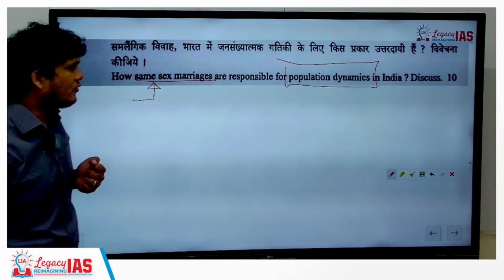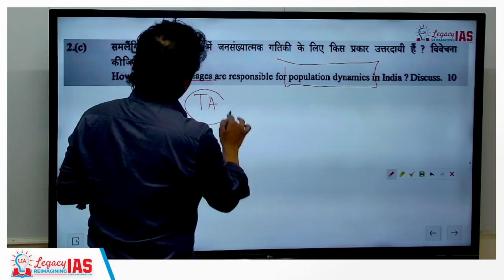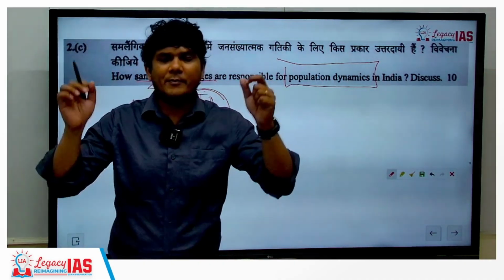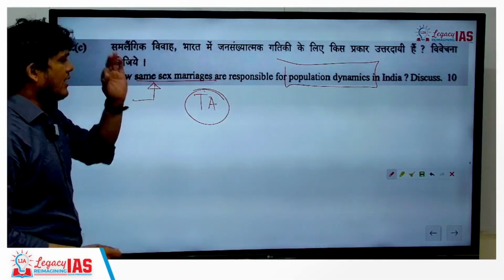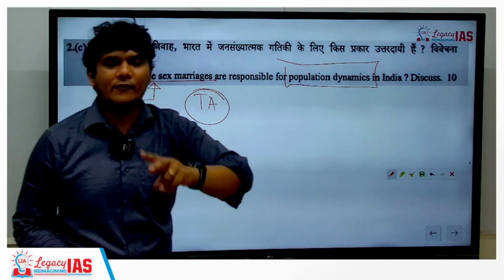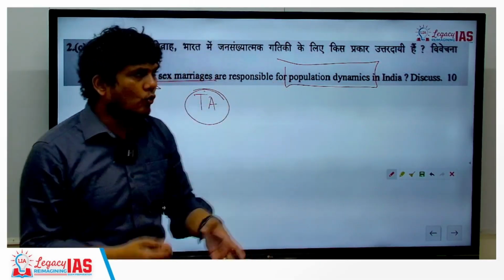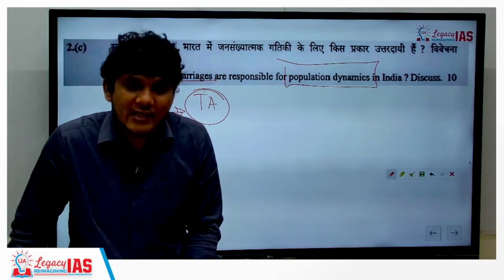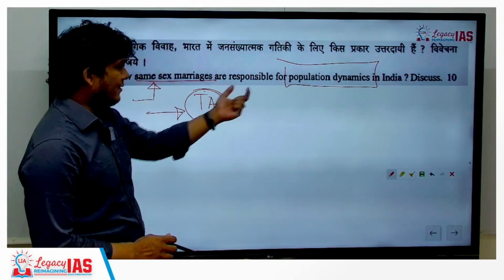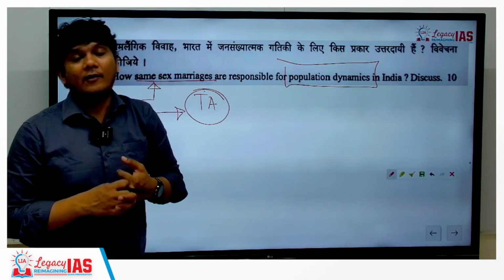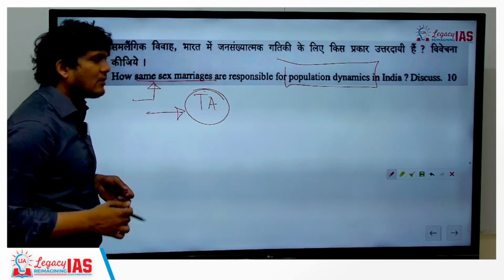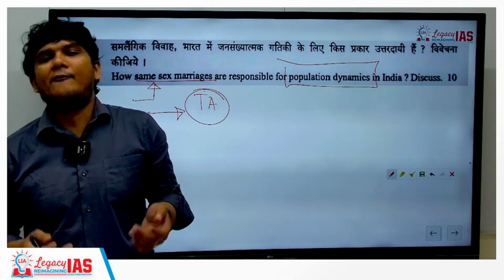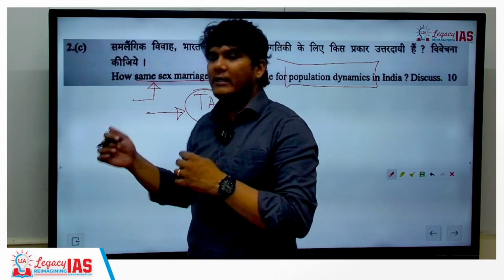Why is that the case? Because of technological advancement, you can have IVF, you can have test tube babies. Even if two males are marrying, or two females are marrying, you can still have a baby through IVF and other technologies. But does that mean it will not have any impact whatsoever? No, but these technologies are available to the affluent. Are they available to those who are not that affluent? Absolutely not, because these are costly technologies.